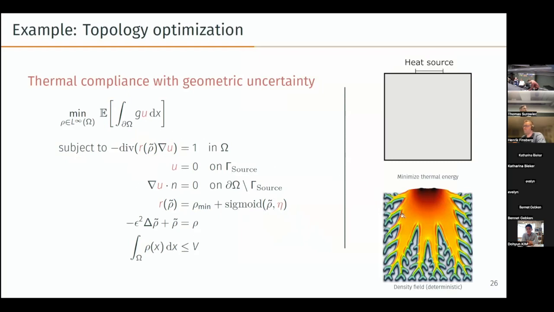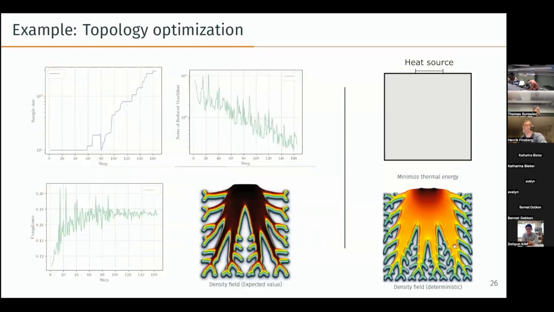So if we would just take the expected value of the random field used in this problem, and then do the deterministic optimization, we get a design that looks something like this here. A lot of little leaves branching off from the design. However, introducing the uncertainty gives us a much more conservative design, which is interesting in its own right.